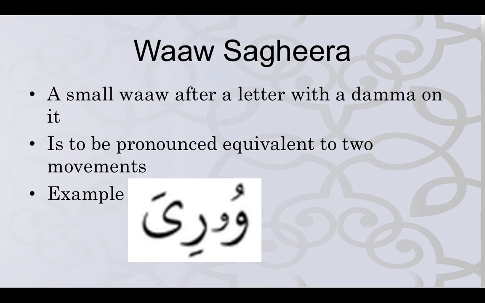Now, this is a wow, a big wow. It has a damma on top of it. But this tiny little wow next to this wow, the original wow, is a Waaw Sagheera. It's this tiny, small wow.